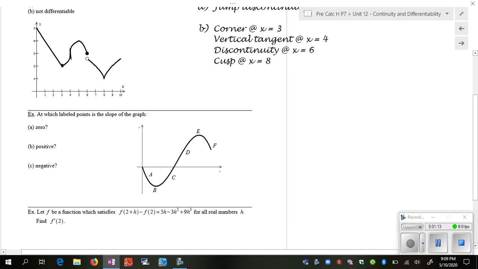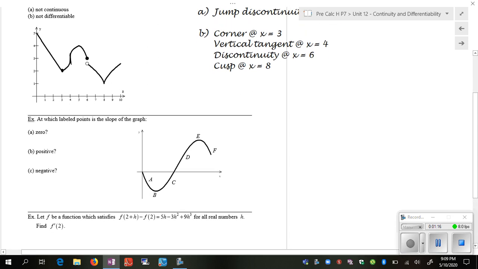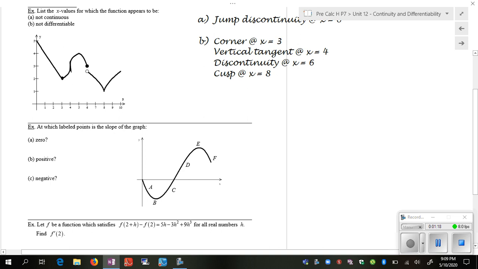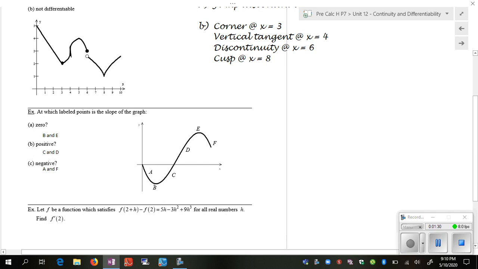Okay, so next question is, at which labeled points is the slope of the graph 0, positive, and negative? Again, if you want to pause the video, I will pop those answers up in a second. Under quick analysis, it appears that the graph has a horizontal tangent at B, right? So the slope there would be 0. At E, same thing, slope is 0. Positive at C and D, negative at A and F. And again, it's all about the increasing and decreasing nature.